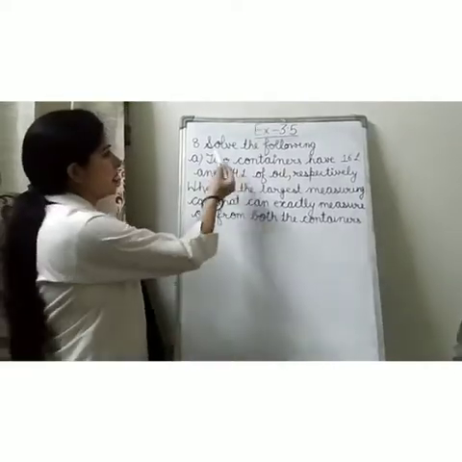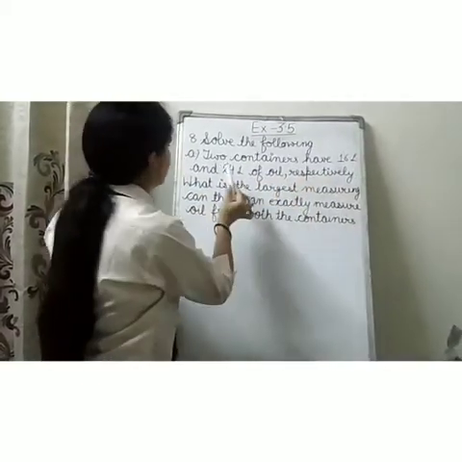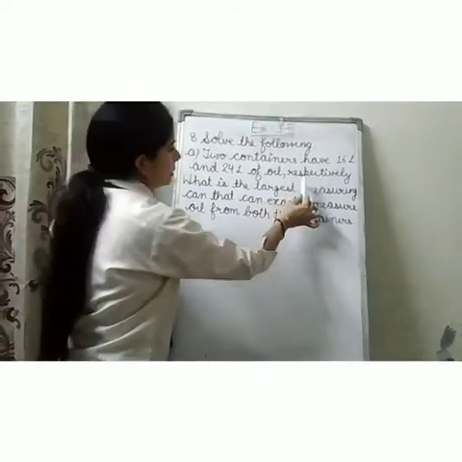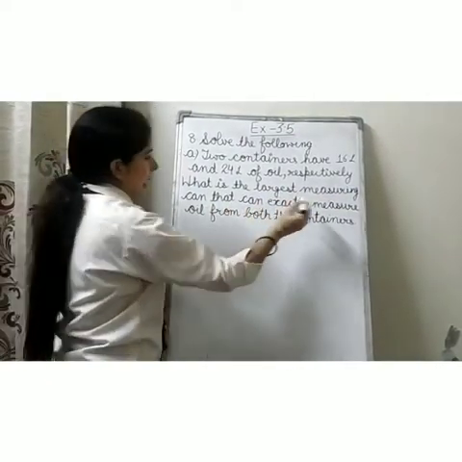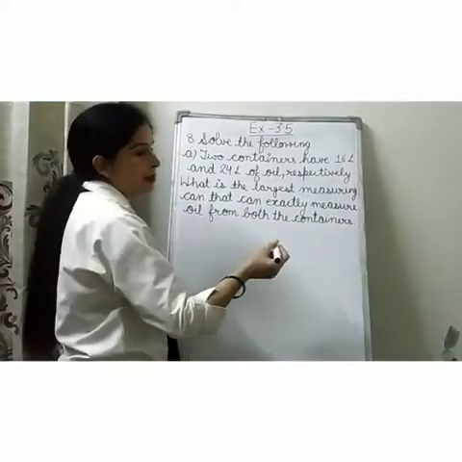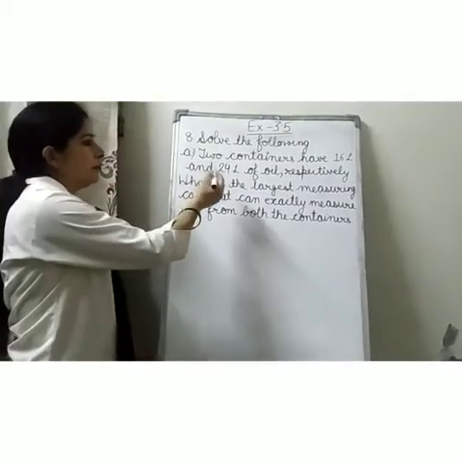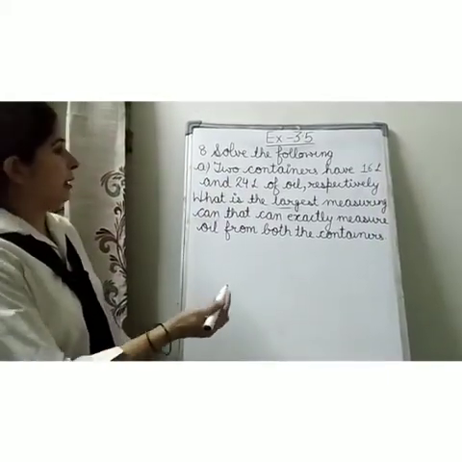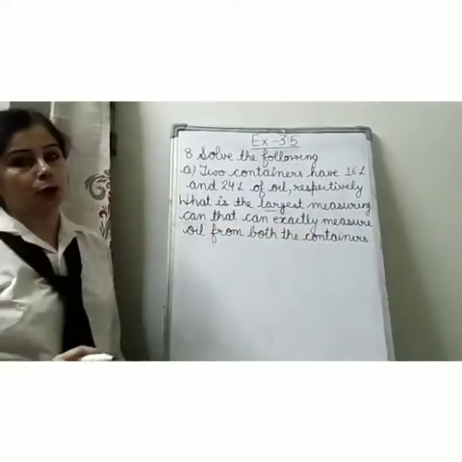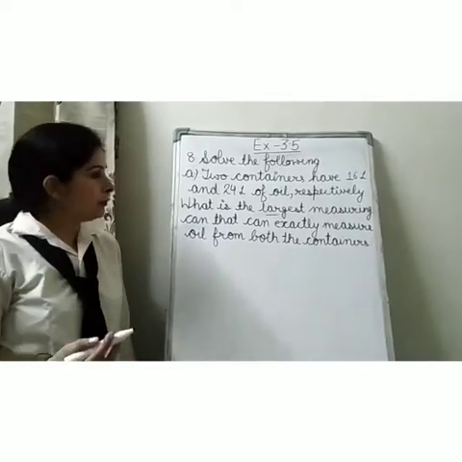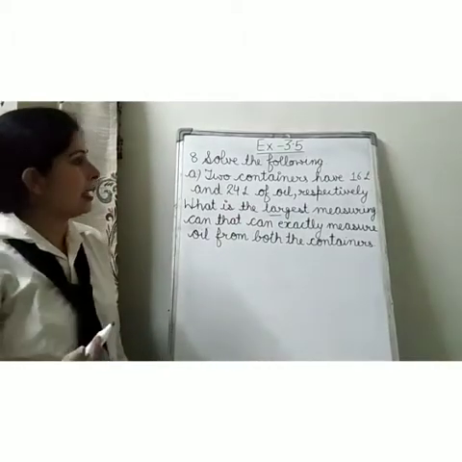Our next question is solve the following. A part. 2 containers have 16 liter and 24 liter of oil respectively. What is the largest measuring can that can exactly measure oil from both the containers? There are 2 containers, one of 16 liter and one of 24 liters. Now we have to find the largest measuring can that can exactly measure oil from both the containers.